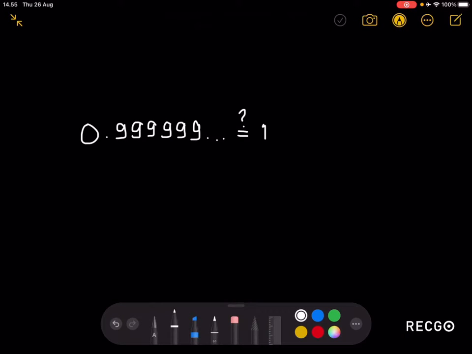Is 0.999999999, infinitely many nines, equal to 1? To answer this mysterious question, I will present 3 proofs to why this is actually true.